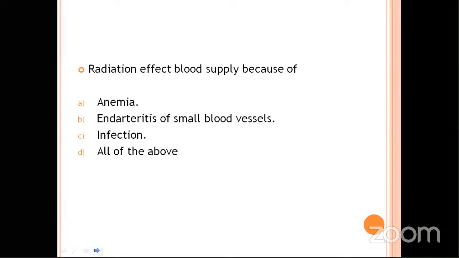Radiation affects the blood supply. As I told you, it may affect the bone causing osteoradionecrosis. Bone gets its supply from small arteries, and these arteries are occluded, or it may cause endarteritis of small blood vessels, causing osteoradionecrosis of the bone. So radiation affects the blood supply because of endarteritis of small blood vessels. It is not because of anemia or infection.